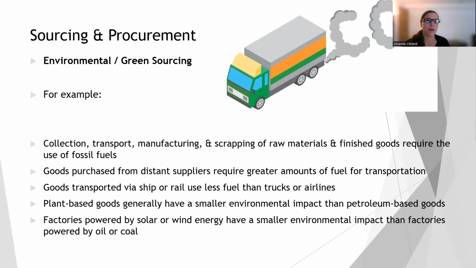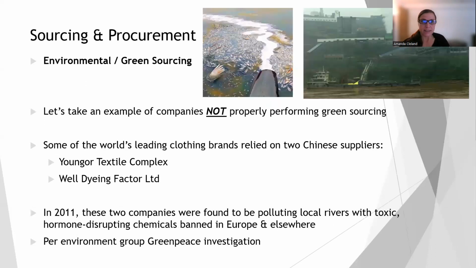We also know that plant-based goods usually have a smaller environmental impact than petroleum-based goods, like any sort of plastics. If we have a factory that's powered by solar or wind energy, we're going to have a smaller environmental impact than factories that are powered by oil or coal. So these are some of the trade-offs that we're going to look at if we're doing environmental or green sourcing. Now let's take a look at an example of companies who have not properly performed green sourcing.